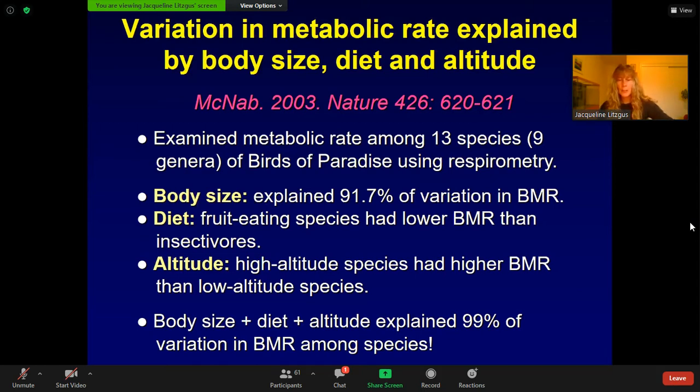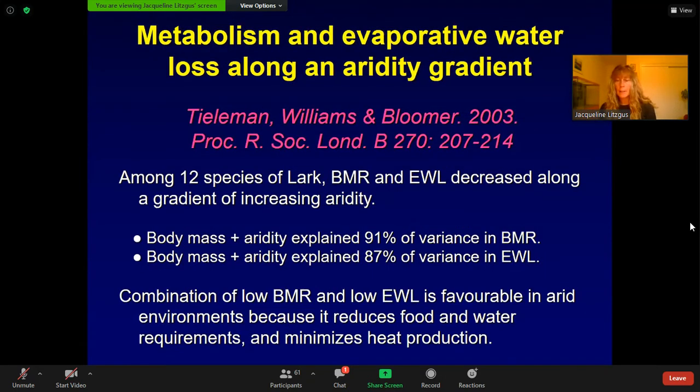So again, interesting explicit test of some of these things that we're just mentioning in the previous slide as generalizations. And here's another study that looked at metabolism and evaporative water loss along an aridity gradient, so a dryness gradient, among several species of larks. So 12 species of lark. They looked at basal metabolic rate and also total evaporative water loss.